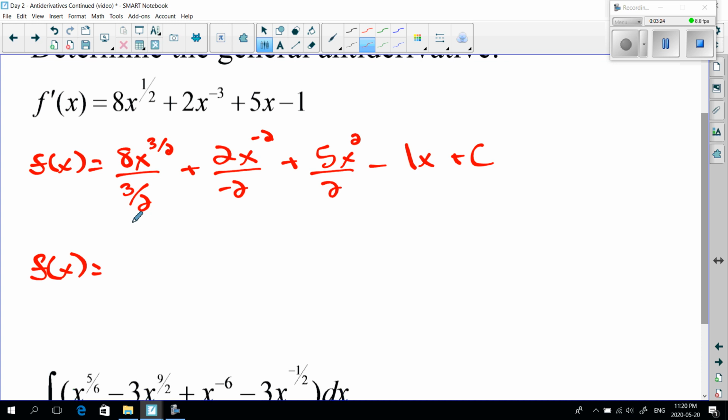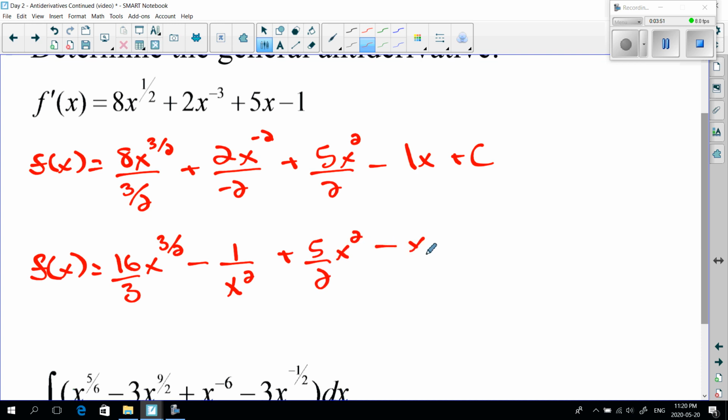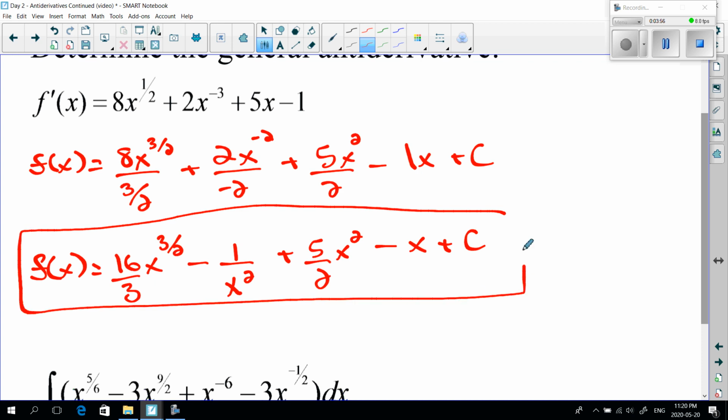8 divided by 3 over 2 is really like saying 8 times 2/3. 8 times 2 is 16 over 3. And the x to the 3 over 2 would follow. And positive 2 divided by negative 2 would be negative 1 over x squared. I sent the x to the negative 2 to the bottom. This would be 5 over 2x squared, doesn't change, minus x plus c. There is my general antiderivative. So this is called the general antiderivative.